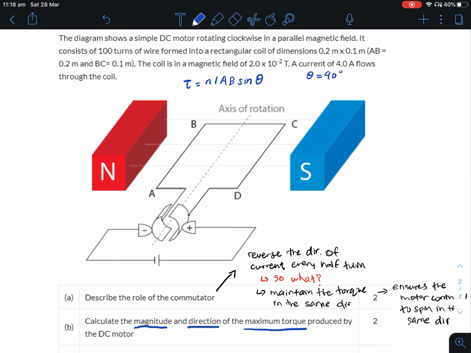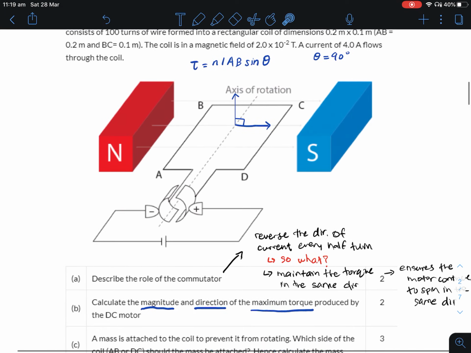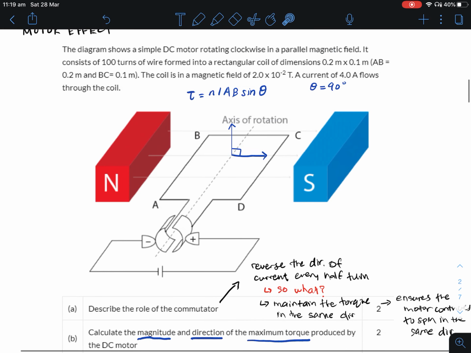Well, let's think about what theta is again. Theta is the angle between the normal, going straight up, the normal to the plane of the coil, and the direction of the magnetic field. And so here, this angle is 90. And so therefore, this coil already is in the maximum torque position. And so we just need to fill in the values here, okay? Let's all write down the values that the question gives us.